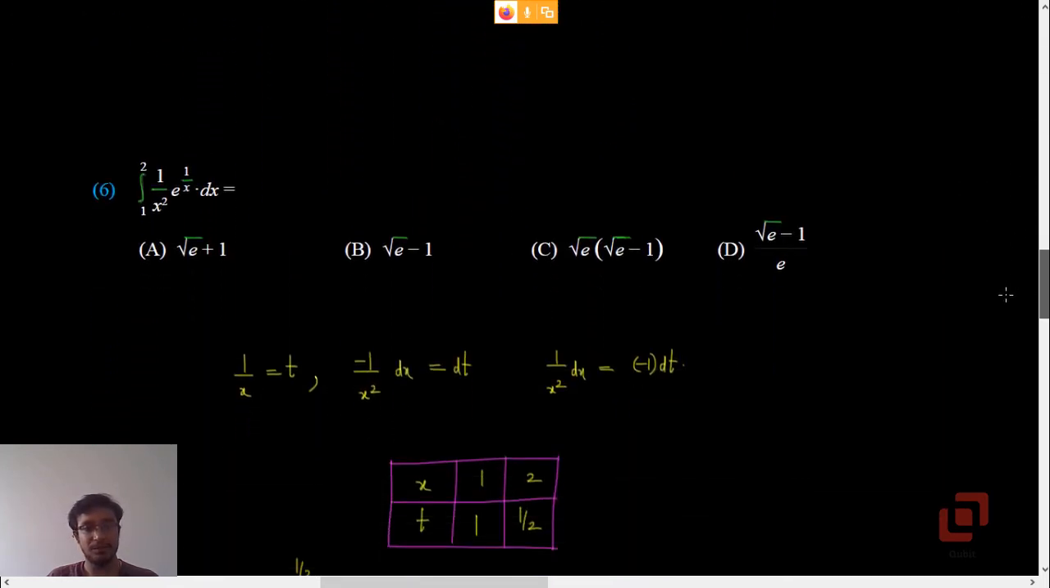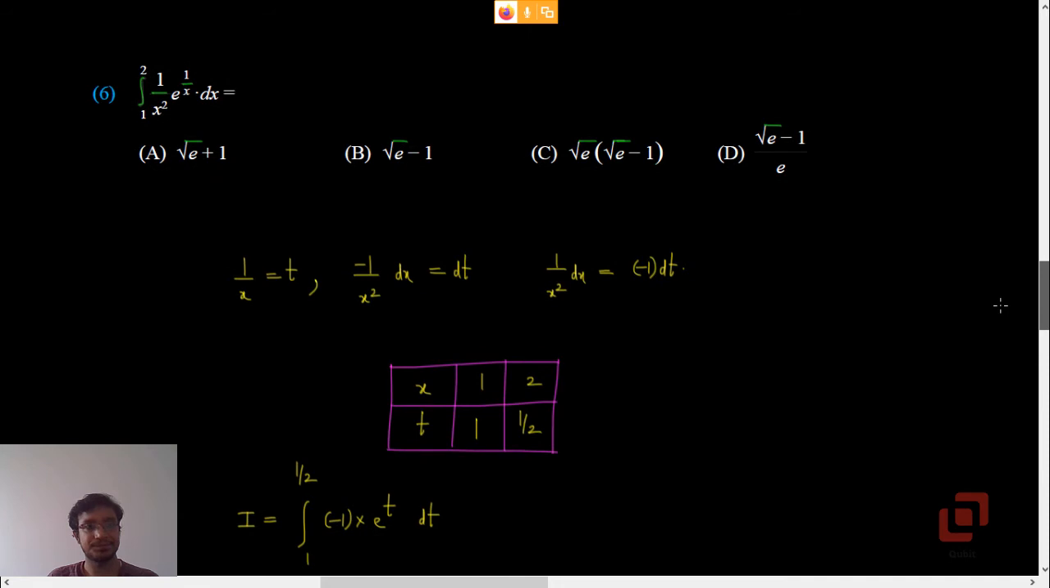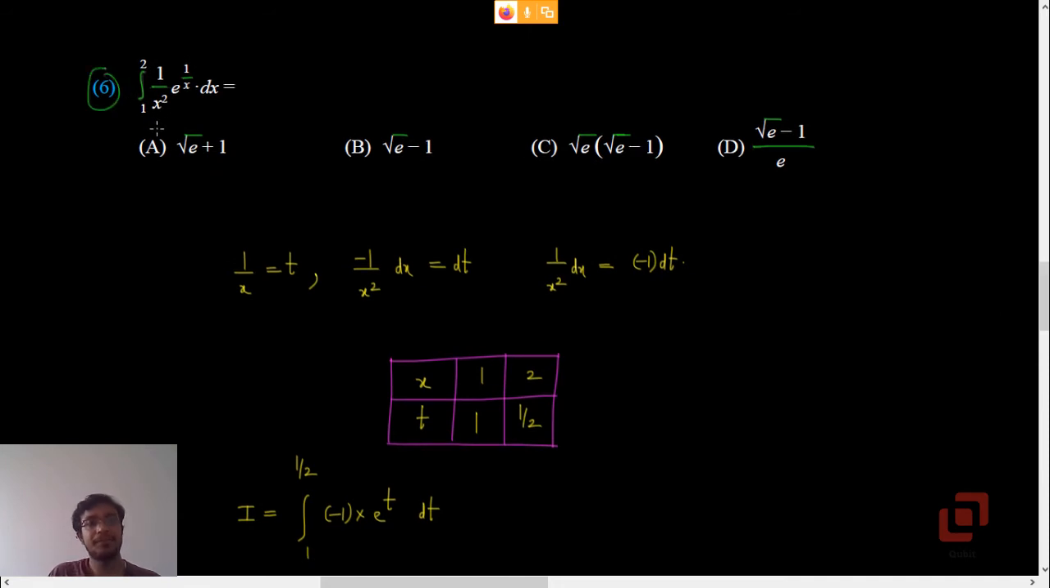Let's now go to the 6th one. Question 6. Integral of 1 over x squared e to the power 1 upon x, with limits on x 1 to 2. Option A, root of e plus 1. Option B, root of e minus 1. Option C, root of e into root of e minus 1. And option D, root of e minus 1 upon e.